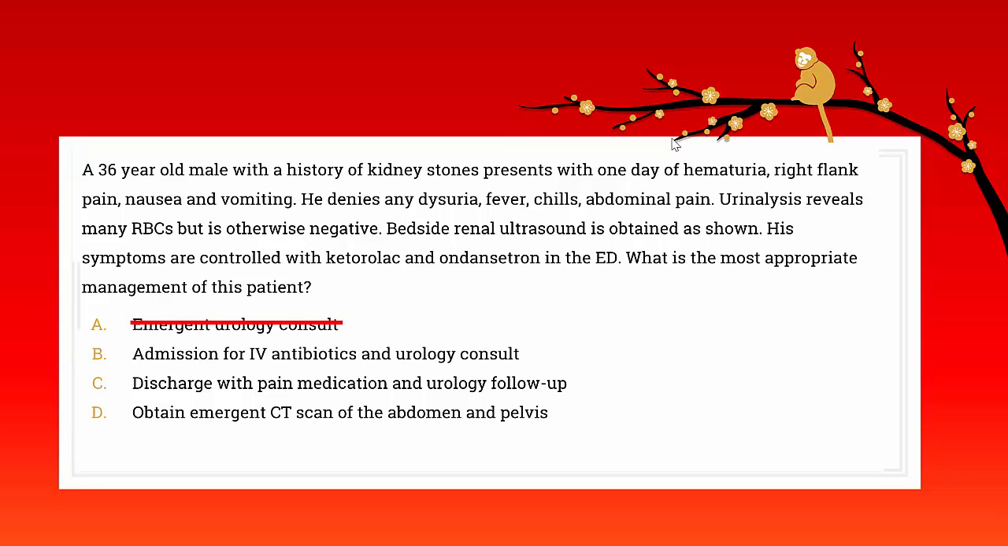is not necessary. Again, admission for IV antibiotics is unnecessary as the patient does not have any evidence of infection on his UA, and he doesn't really need an emergent urology consult as we already discussed. Discharge with pain medication and urology follow-up is certainly reasonable. Now, we could obtain an emergent CT scan of the abdomen and pelvis, which is potentially appealing. However, if you look at the ACEP meaningful use guidelines, patients with a history of kidney stones less than age 50 with symptoms consistent with this diagnosis do not require CT imaging, so that's out. Hence, choice C, discharge with urology follow-up and pain medication, is going to be the most appropriate answer in this patient.